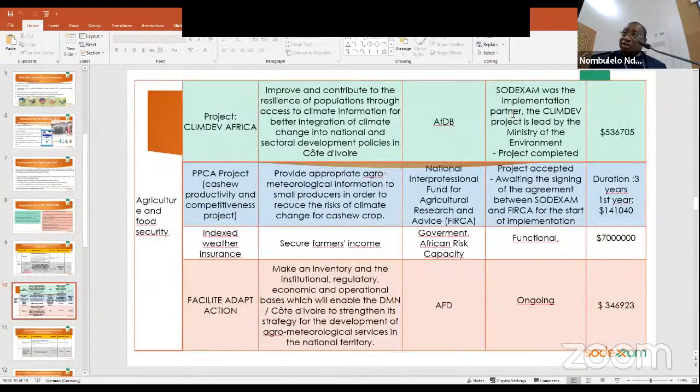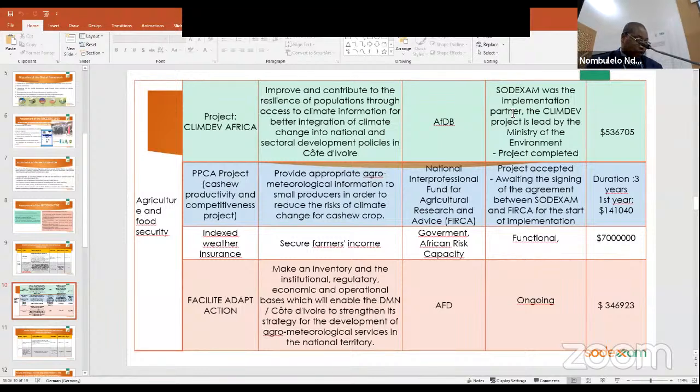For the agricultural sector, we have several projects which come from the action plan. The ClimDev project, to improve and contribute to the resilience of the population through access to climate information for better integration of climate change in national and sectoral development policies. The budget is around $500,000, funded by the African Development Bank.